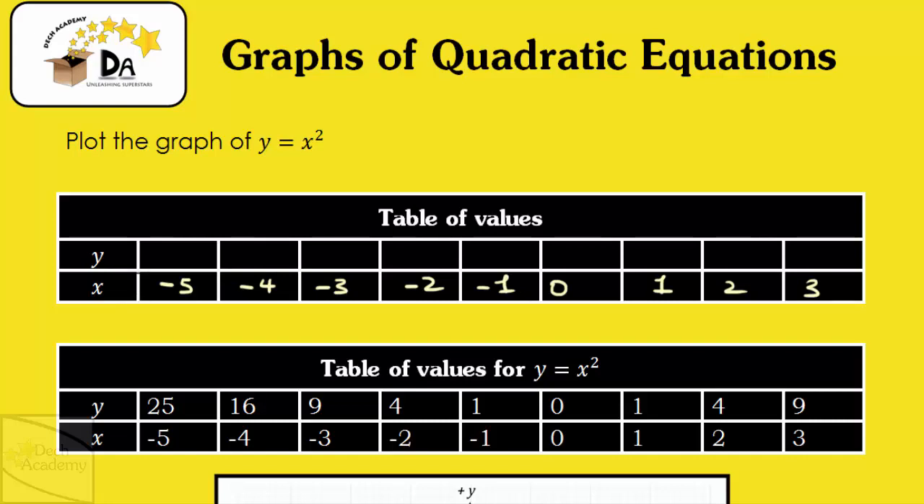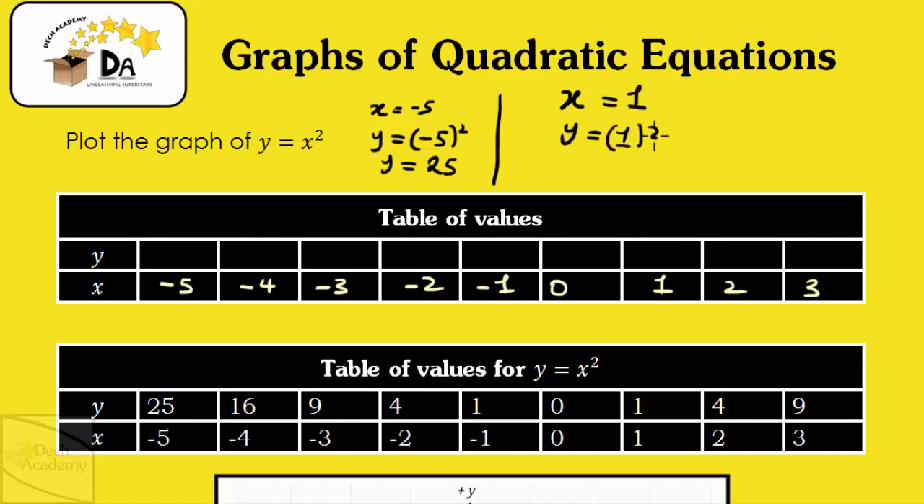Now, we're going to find the corresponding y value to each of these x values. When x is -5, according to this equation, the corresponding y value is given by -5 squared. That's 25. I'll take another one. When x is 1, y is equal to 1 squared, according to this equation. y is equal to 1. 1 times 1 is 1. So let's just fill that in. When x is -5, y is 25. When x is 1, y is 1.